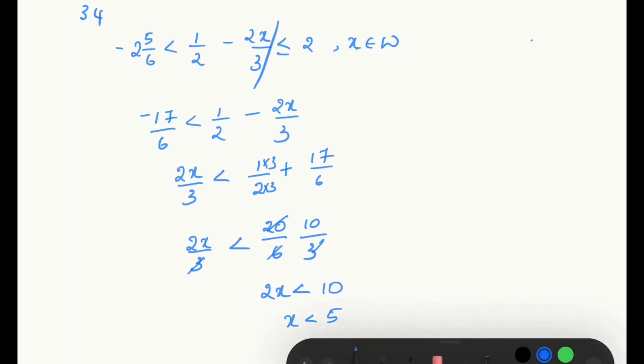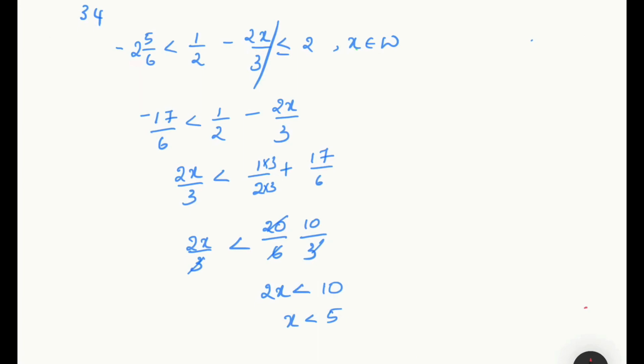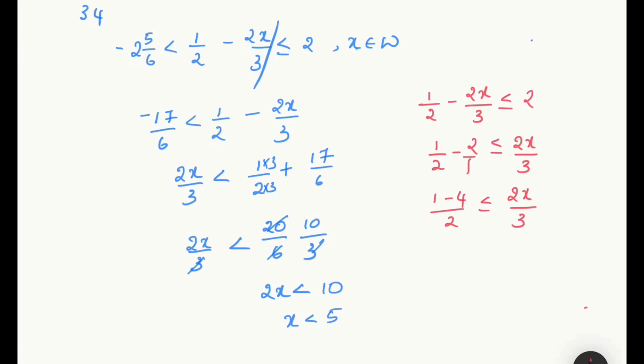Let us do the other part. What do you have in the other part? 1 by 2 minus 2x by 3 less than or equal to 2. So 1 by 2 minus 2 less than or equal to 2x by 3. 1 minus 4 by 2 less than or equal to 2x by 3. Minus 3 by 2 less than or equal to 2x by 3. 3 is getting multiplied here. So minus 9 by 4 less than or equal to x.